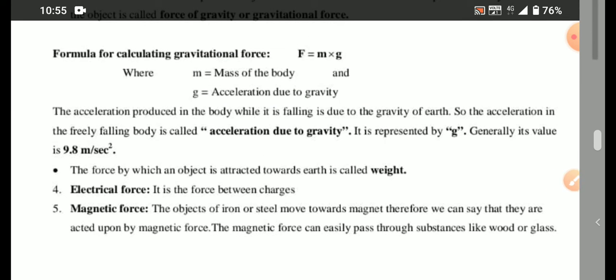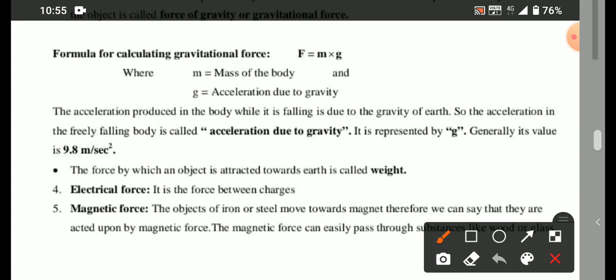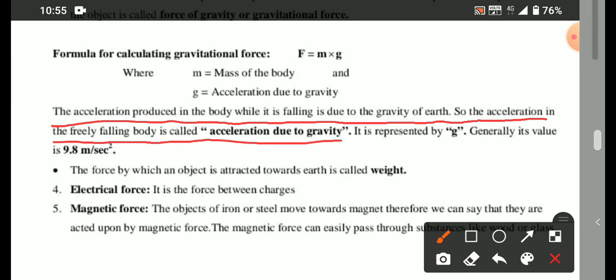Let's learn about the acceleration due to gravity. The acceleration produced in the body while it is falling is due to the gravity of the earth. So the acceleration in the freely falling body is called acceleration due to gravity. While the body is falling due to gravity, acceleration is produced in it.